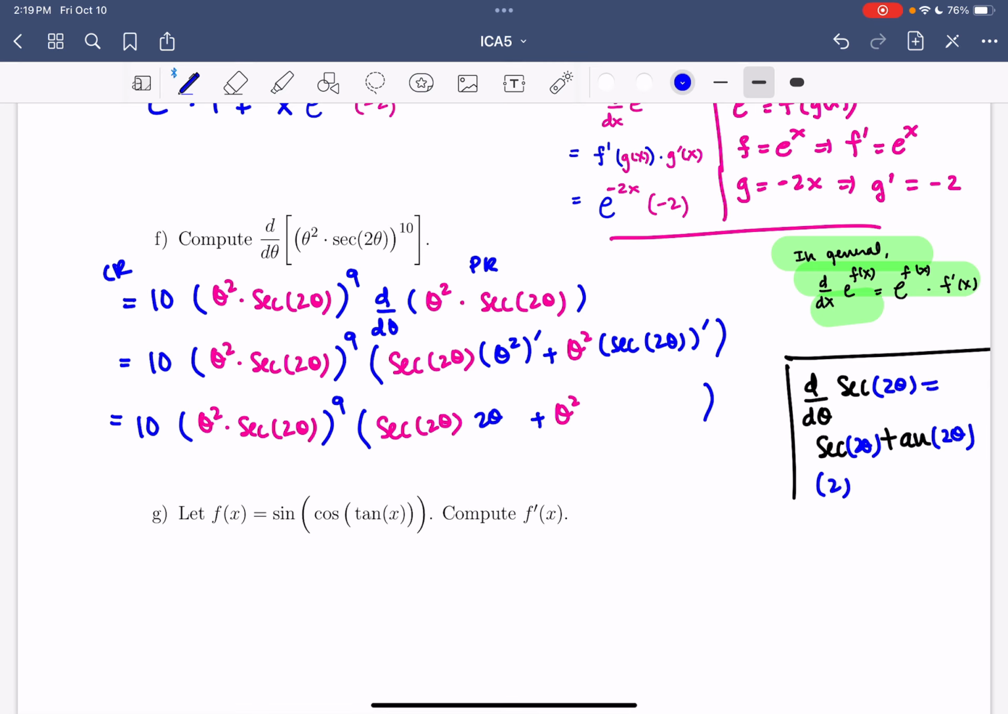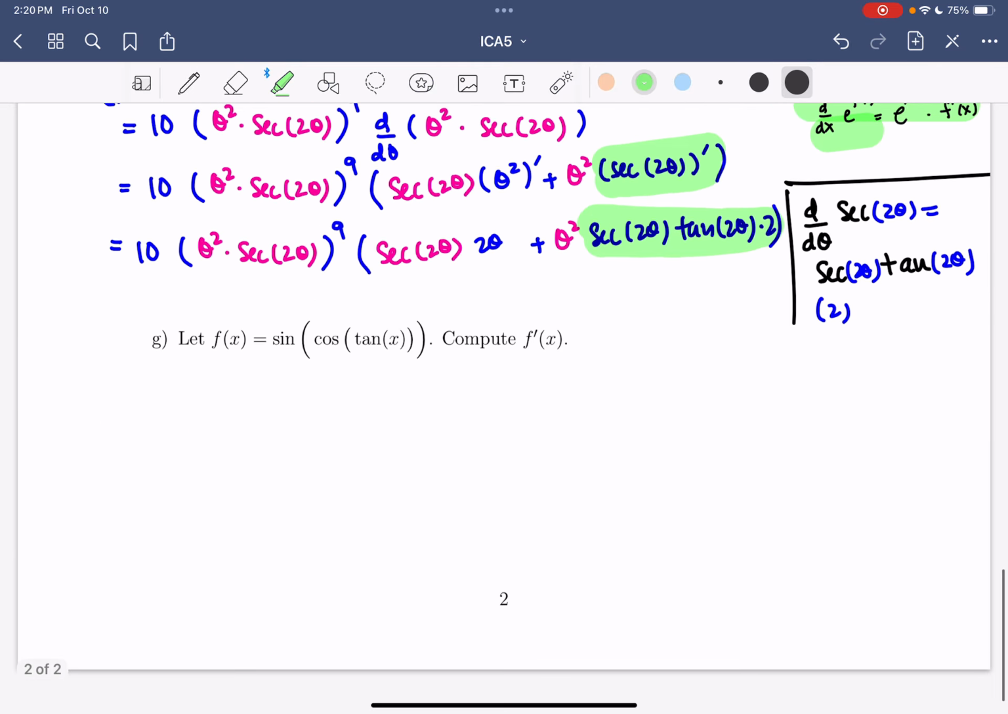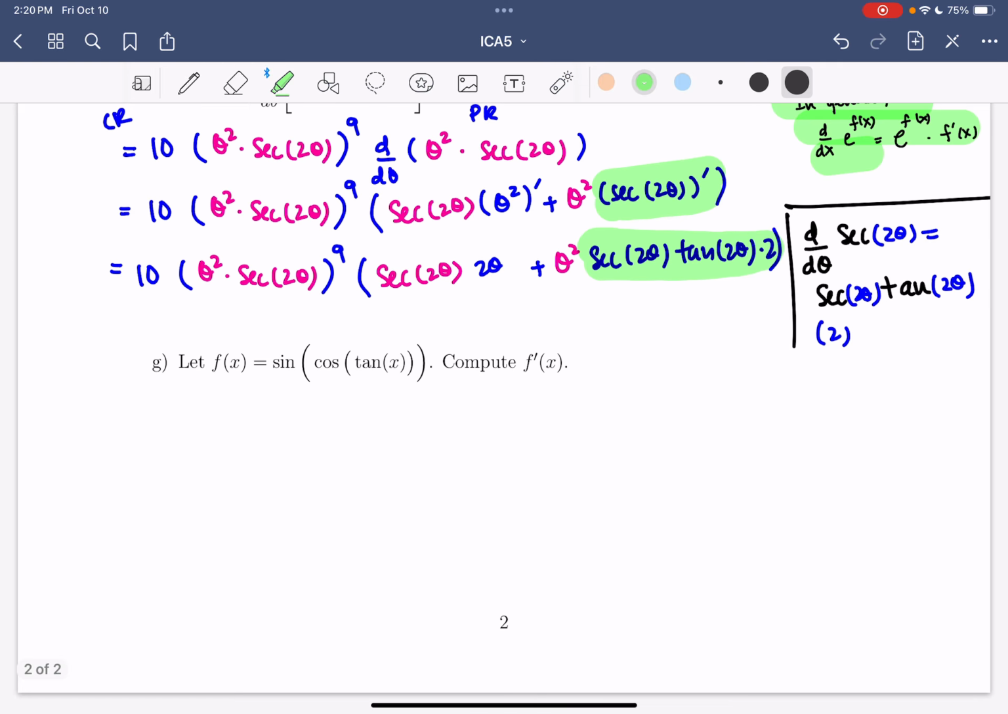So all this work to get that the derivative of secant of 2 theta is secant of 2 theta tangent of 2 theta times 2. That's it. We are done with this derivative. Let me highlight. I feel like this deserves some highlighting. Look at that beauty. Okay, and then I have one more problem, which is sine of cosine of tangent.